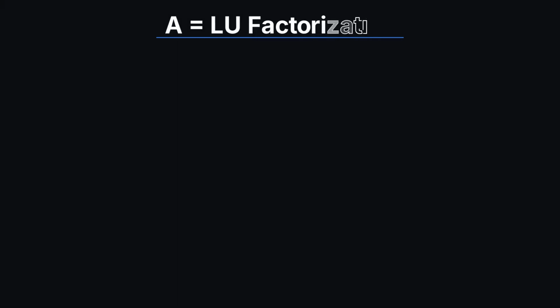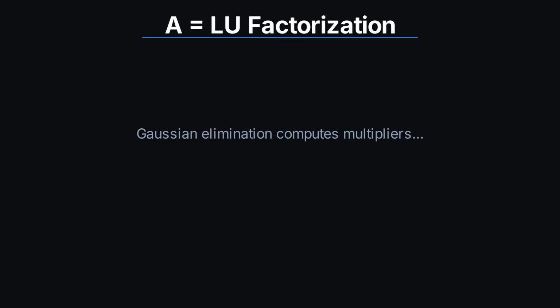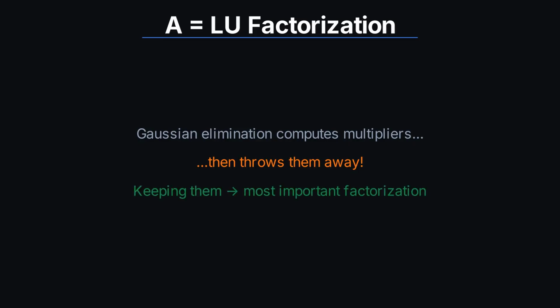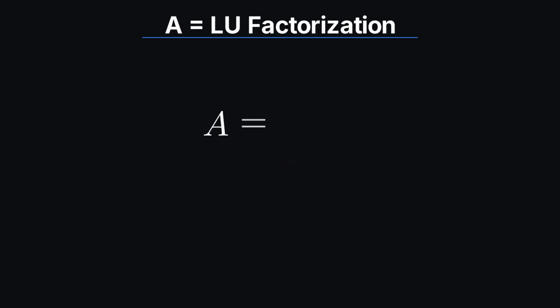Every time you do Gaussian elimination, you throw away half the work. You carefully compute multipliers, use them to zero out entries, and then forget them. Those discarded multipliers are exactly what you need to reverse the entire process. Keeping them gives you the single most important factorization in linear algebra, A equals L times U.